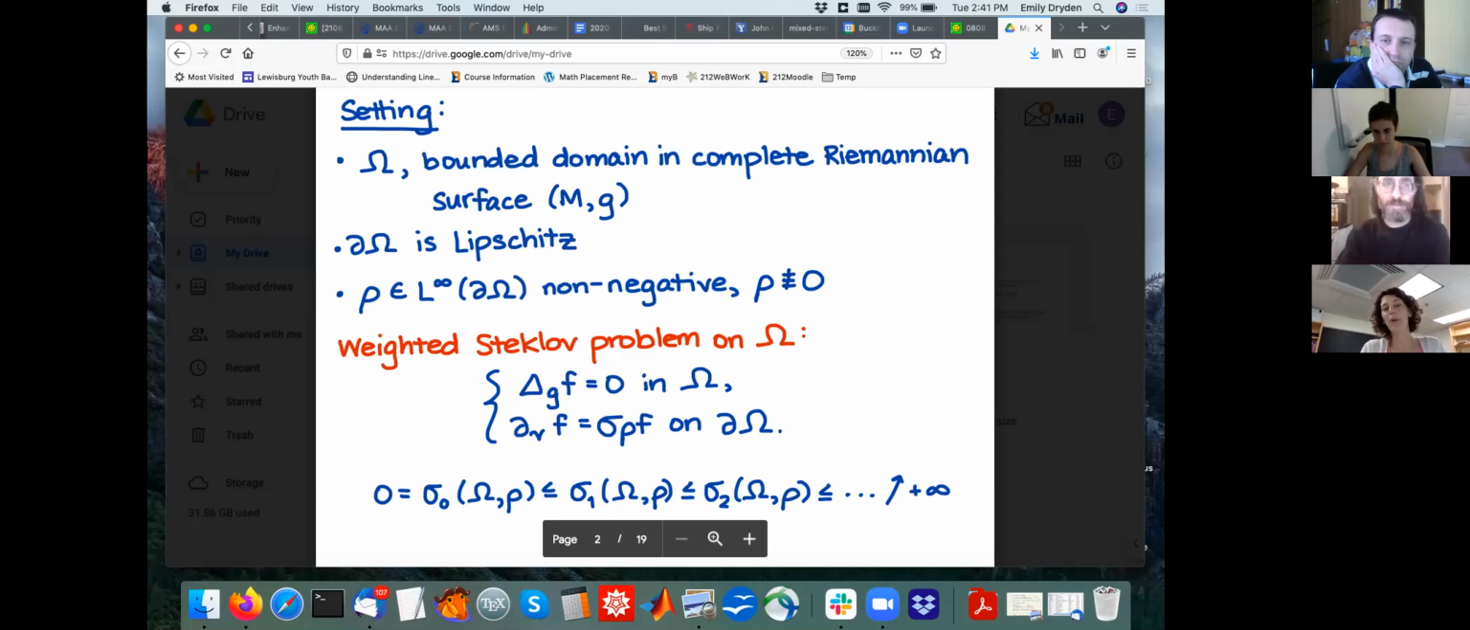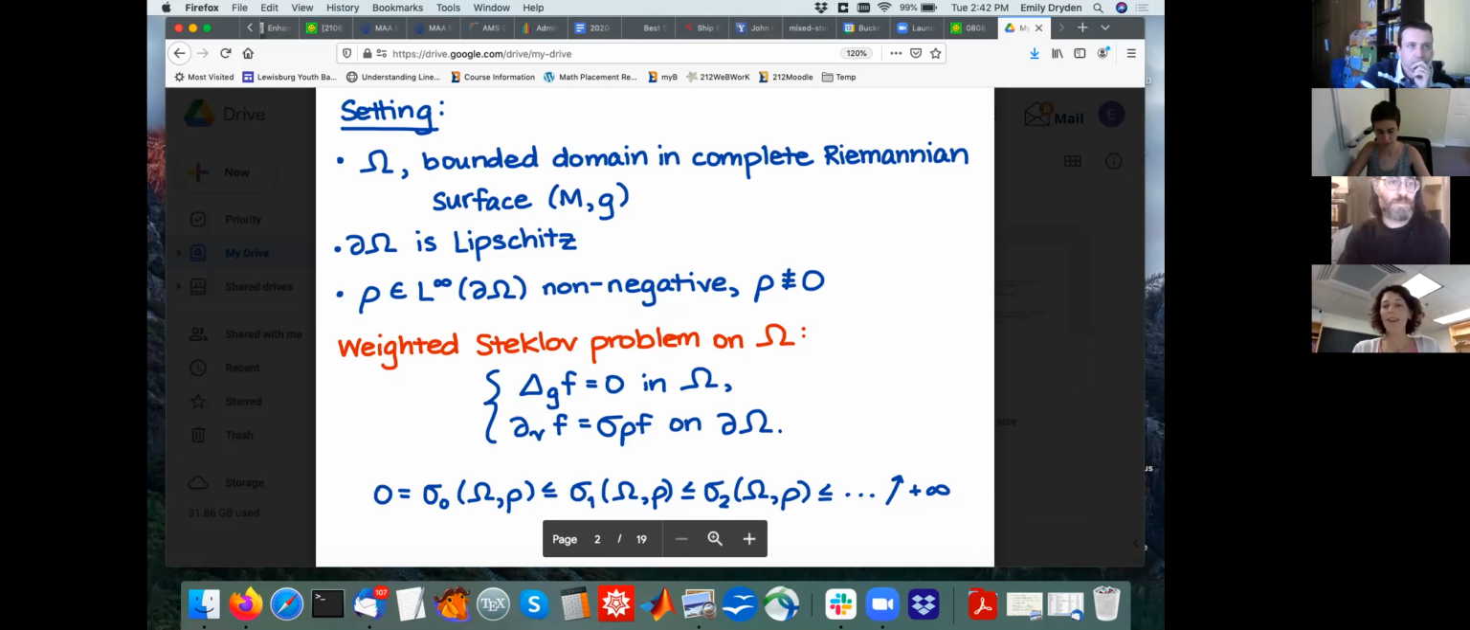And as Yosef pointed out yesterday, here the spectral parameter is in the boundary data. Okay, and the change from what he presented yesterday is that we have this rho. So we have the Laplacian of f is 0 in the domain omega, and then the normal derivative is sigma rho f on the boundary. So if you take rho to be 1, we're exactly in the setting that Yosef was talking about yesterday. That gives us a discrete spectrum.